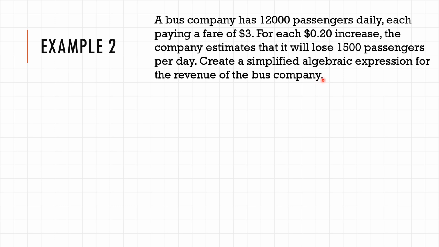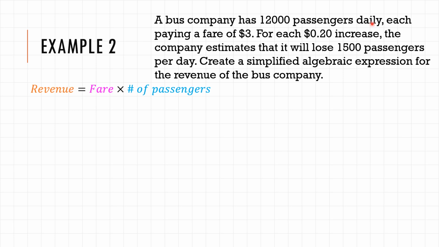Right now, I want you to pause it and see if you can figure out how much money they're making right now before they do any fare increases. If your answer was 36,000, you are absolutely correct, right? 12,000 passengers per day, each paying $3 would be $3 times 12,000. That's what revenue is, how much money this company is making.